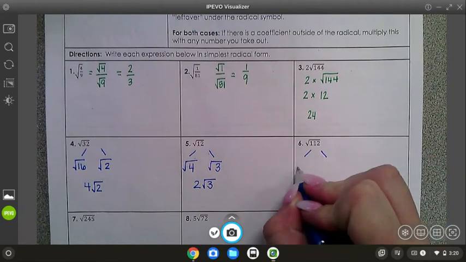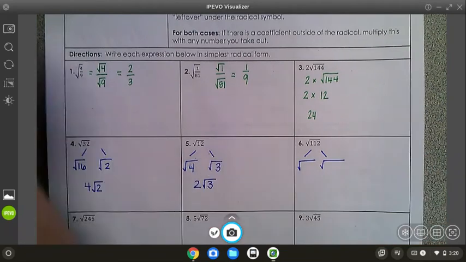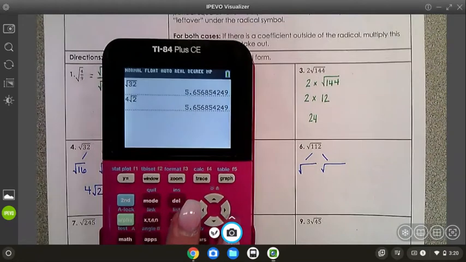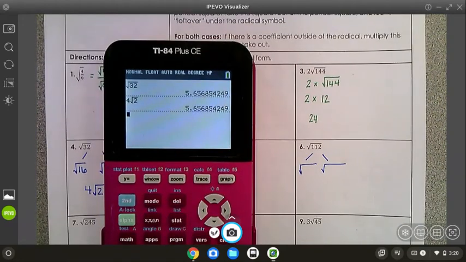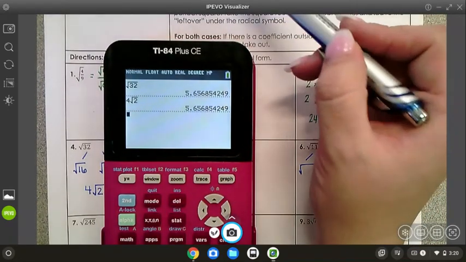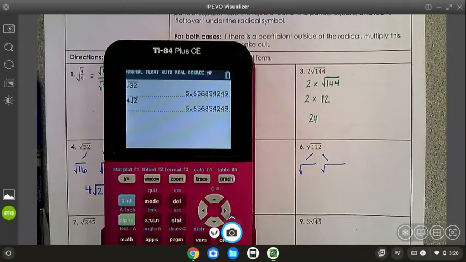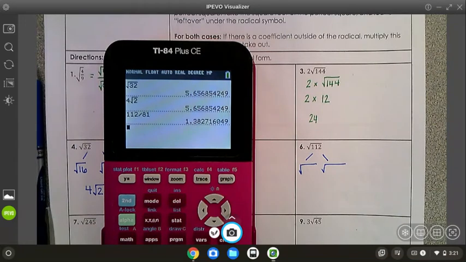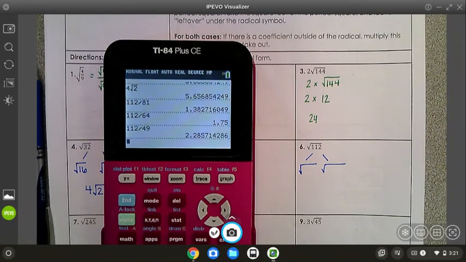Square root of 112. Now this one you might not get off the top of your head. So basically anything 100 and below. So 112. I know 100 doesn't go into that, so save your time. Try 81. Does not go evenly. 64. Nope. 49. Nope. We're looking for a whole number.